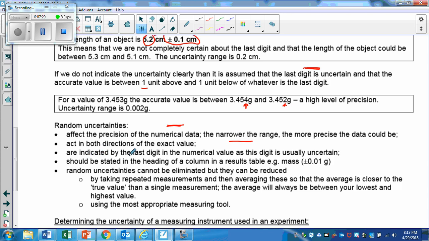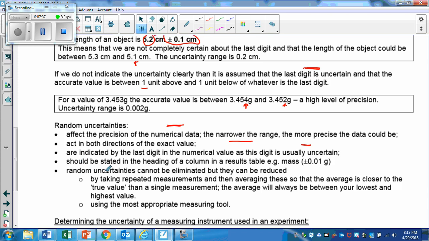Random uncertainties are indicated by the last digit in the numerical value, as this digit is usually uncertain. As I was telling you, the last digit is always the estimated digit. So whatever your last digit is, that is your uncertain digit.